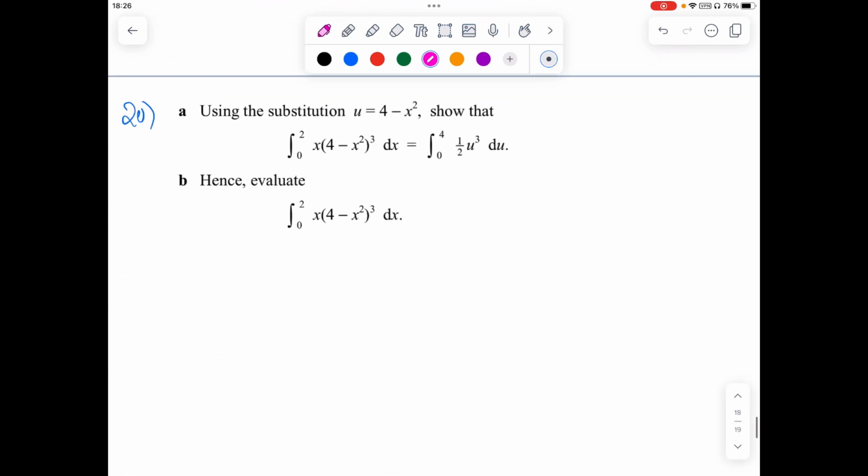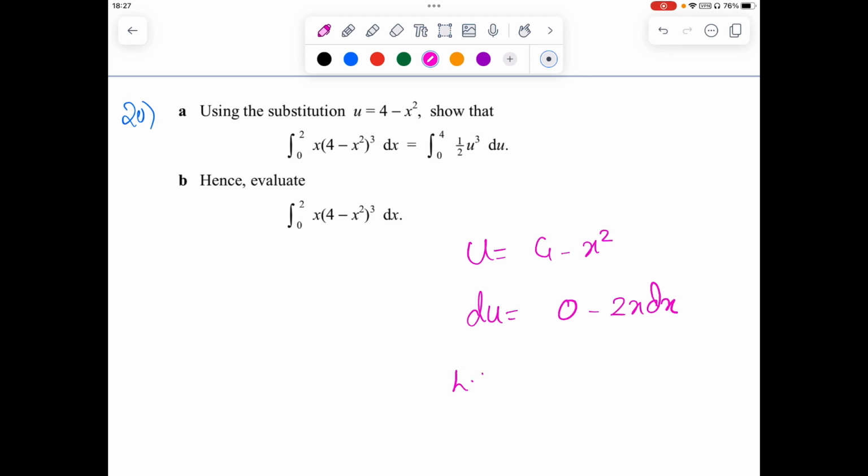Finally, for this video, we stop at 20 questions. Remaining questions we'll do in the next video. So use a substitution to show this and find the evaluation. So u equals 4 minus x square. So du equals 0 minus 2x dx.